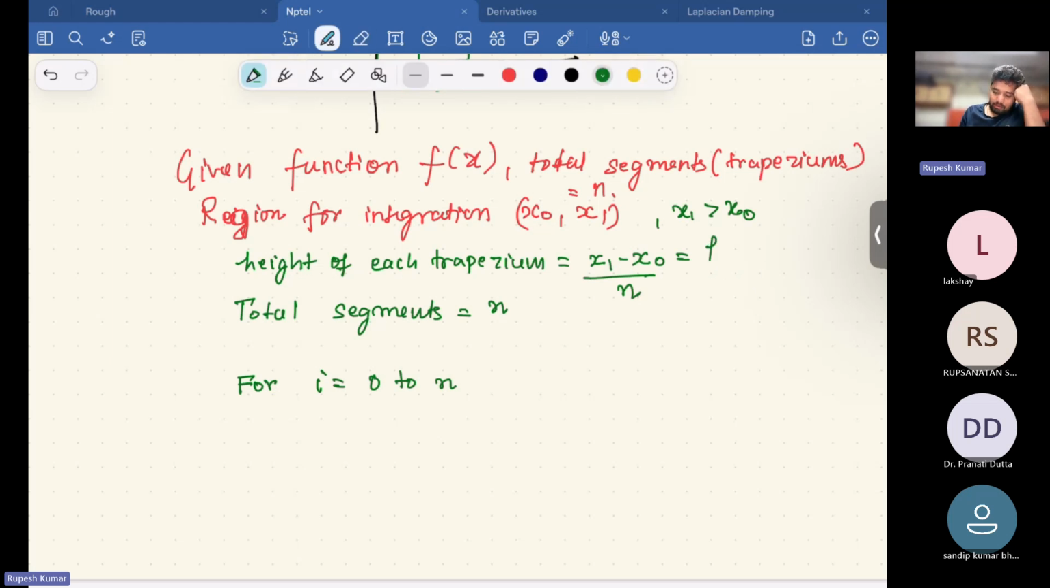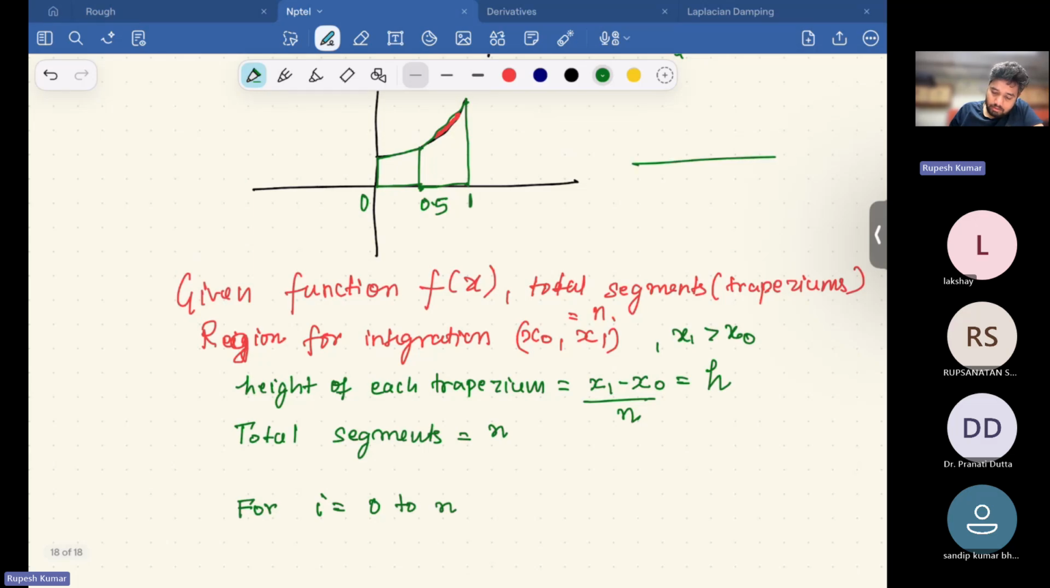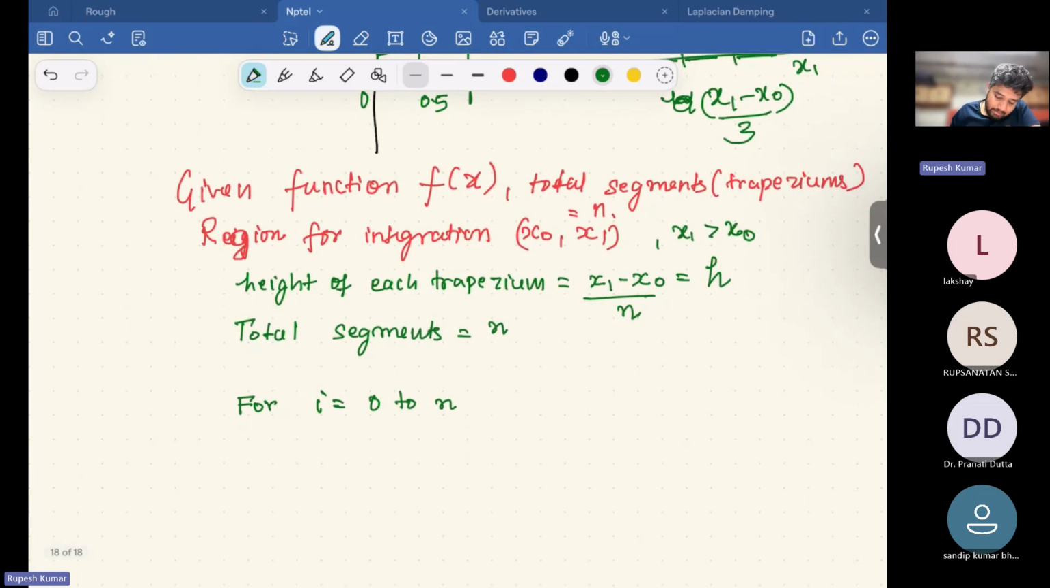Yeah. Sorry, I made a mistake here. The height will be x1 minus x0 divided by n, right? So basically, let's say your x0 is this value, x1 is 1, and you are choosing, let's say, three segments. So you divide this into 1, 2, 3. So height of each trapezium is now x1 minus x0 by 3, right? So that's why we use x1 minus x0 by n, right?